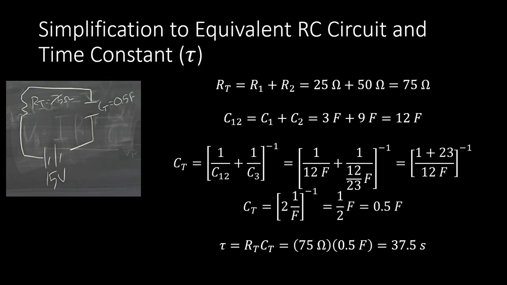Well, when it comes to simplifying our resistors, our two resistors we had were in series, so let's just add up their values to a single equivalent resistor of 75 ohms.